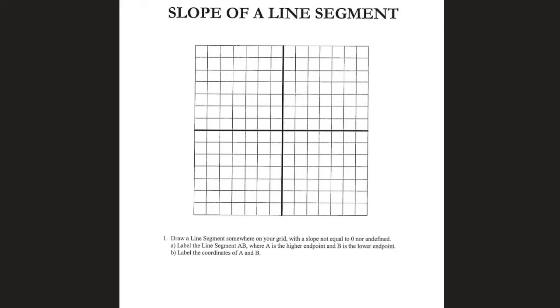The first thing that we're going to do is draw a line segment somewhere on our grid. But that line segment has to have some properties to it. It has to have a slope that is not equal to 0 nor undefined. So we cannot draw a horizontal line or a vertical line. It has to be a line segment that has some slope to it. Okay, what I want you to do, pause the video now and draw your line segment.